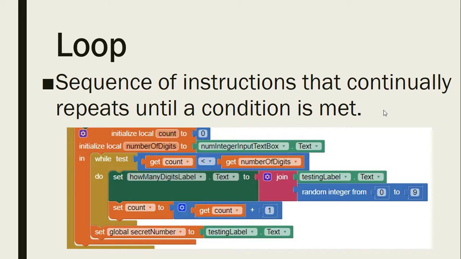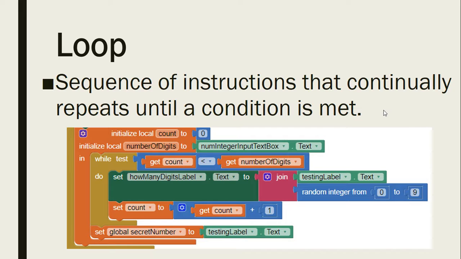And so we jump back up to the test. Get the count, which is now 3. Is 3 less than 3? Because that was the number of digits. No, that's no longer true. So the program moves down, and it's now that 103 number that we just randomly generated that is being stored by the global secret number. And so the global secret number is holding that. And that's one way to use a loop to generate this random number.